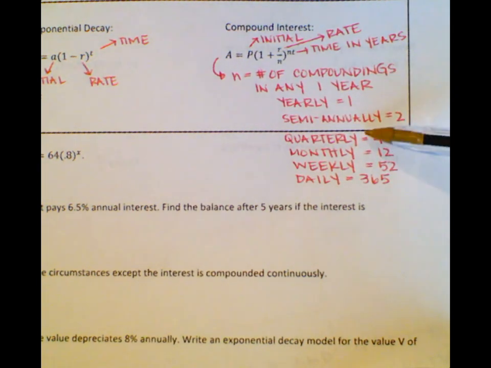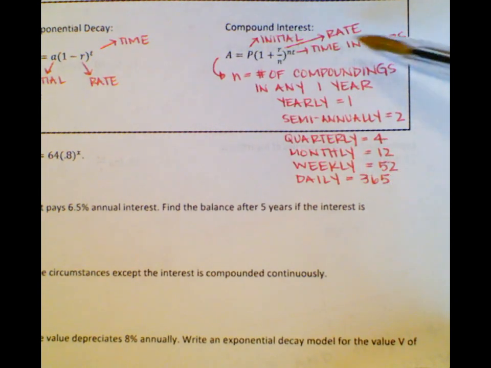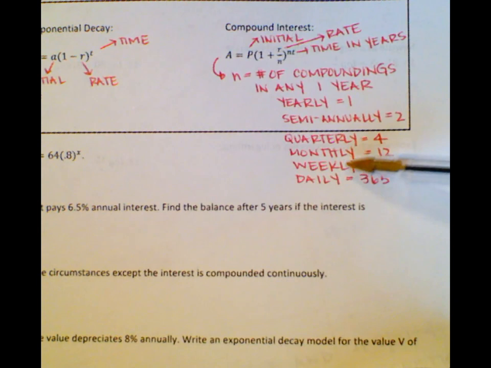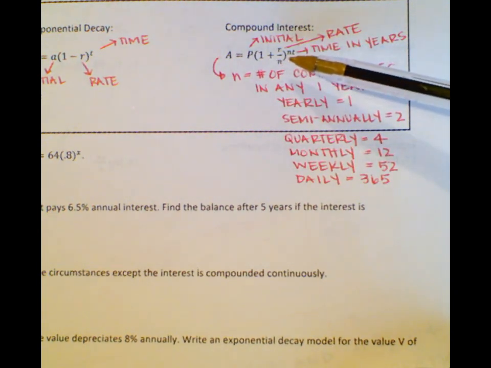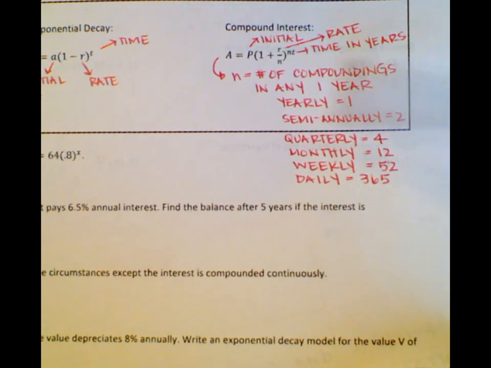Okay, so 4 times a year. There's 12 months in a year. There's 52 weeks in a year. There's 365 days in a year. So these will be the type of things that you'll get for N. Okay, so N goes here on the bottom and ends up here on the exponent, and your T is just your time in years. So again, maybe copy this down, maybe kind of know this, because the N is probably the trickiest part. So let's start with number 3.